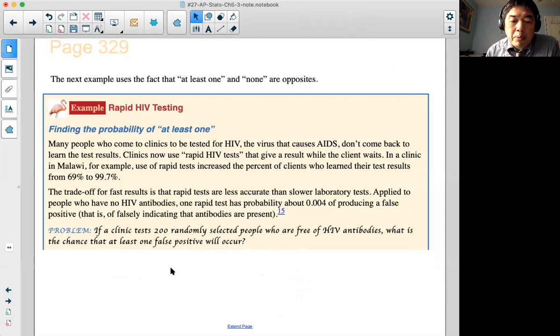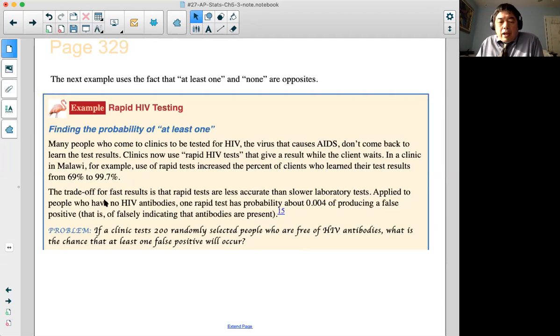Many people who come to clinics to be tested for HIV, the virus that causes AIDS, don't come back to learn the test results. So the clinics now use the rapid HIV test, and the testing rate increased from 69% to 99.7%. The trade-off for the fast results is that rapid tests are less accurate than slower lab tests.